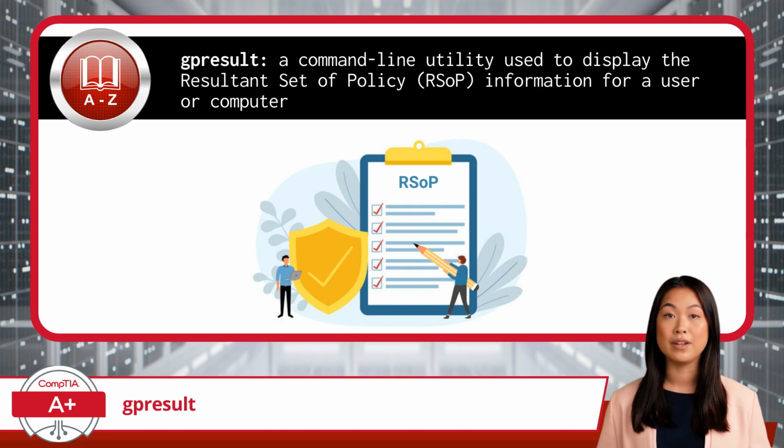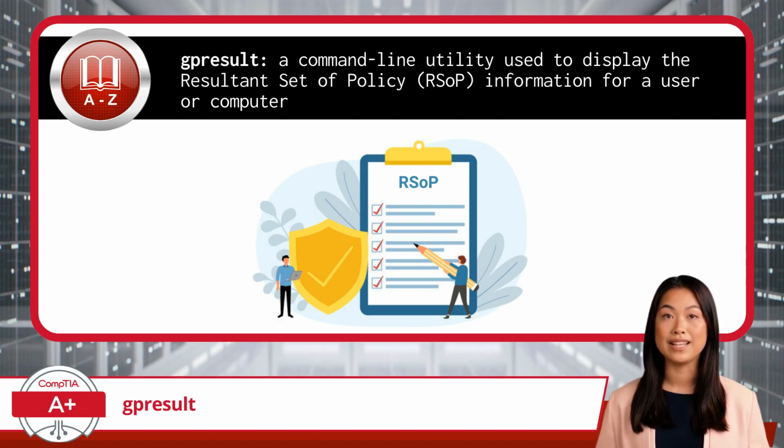Understanding which policies are applied is crucial for a few reasons. First, it helps troubleshoot issues. If a user is experiencing problems, such as not being able to access certain resources or applications behaving unexpectedly, knowing the exact policies applied can provide insight into whether the problem is configuration-related.